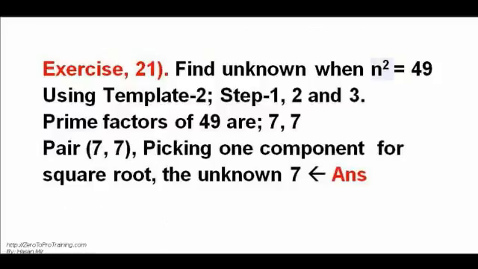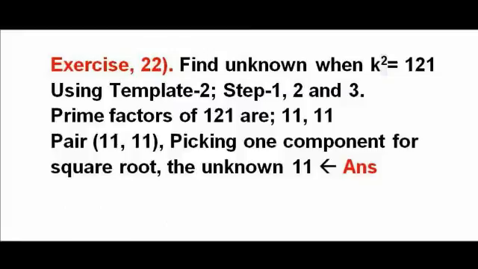Exercise 21. Find the unknown when n square is 49. Using template 2, steps 1, 2 and 3. Prime factors of 49 are 7, 7. Pick one 7 as the square root, 7 is the answer. See image.